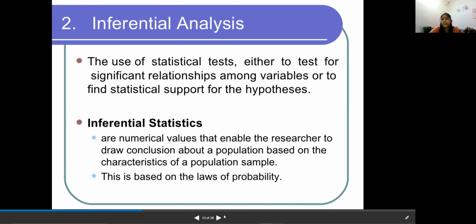Already we have probability. Probability means it might happen, otherwise not. Probability means only chances that it will occur.